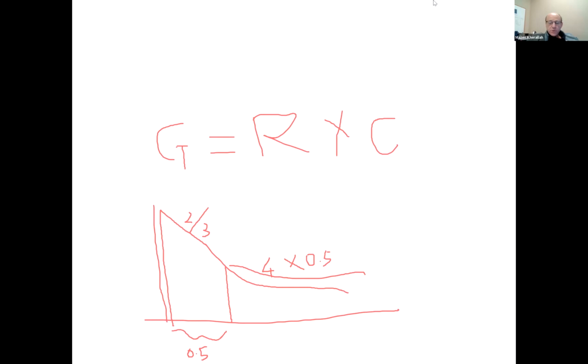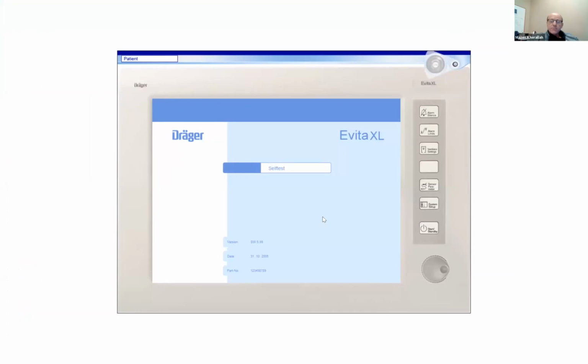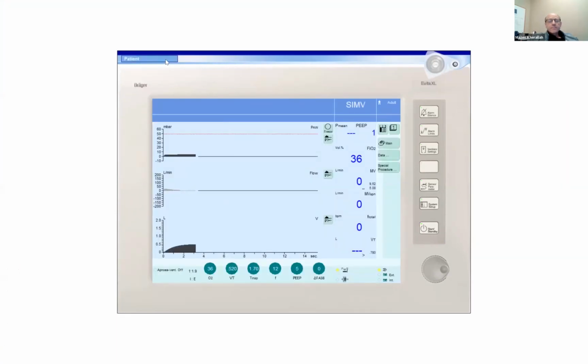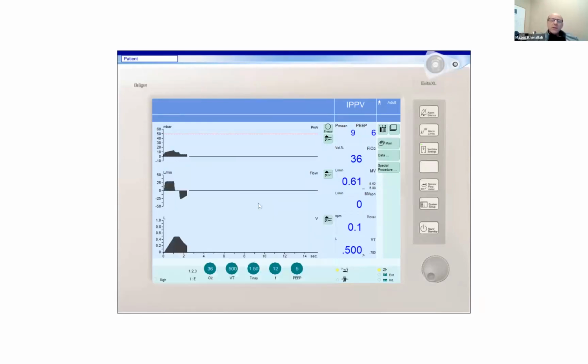Let me simulate this for you and you can understand it in a better way. So first I'm going to show you a normal time constant. Okay. So I'm going to put the patient on CMV mode of ventilation. Same parameters so you don't get confused. 30 liters and 1.5 second. All right. So again, the time constant is the time that is required for the exhalation of 2/3 of the air.